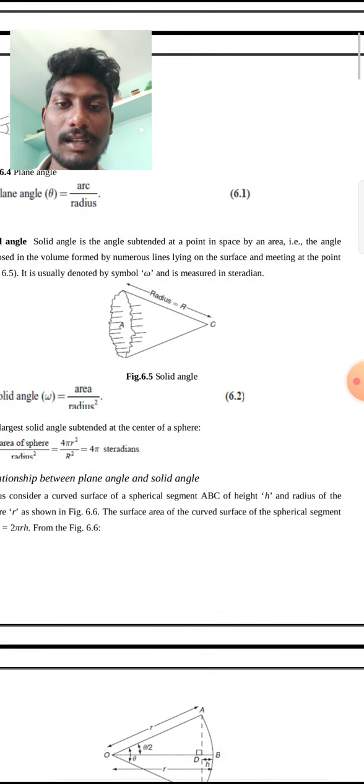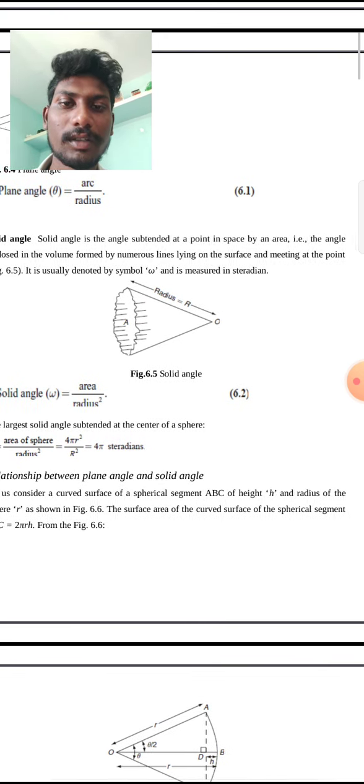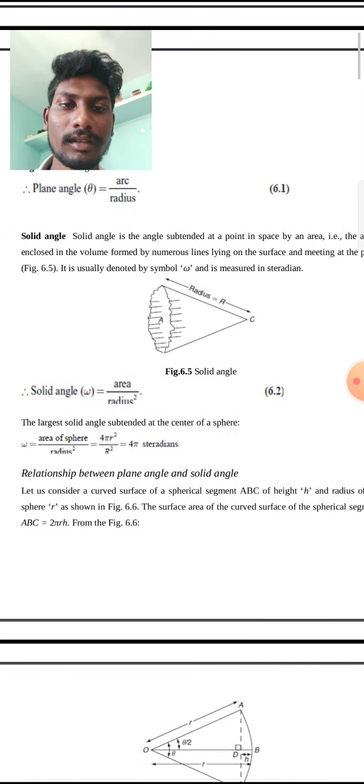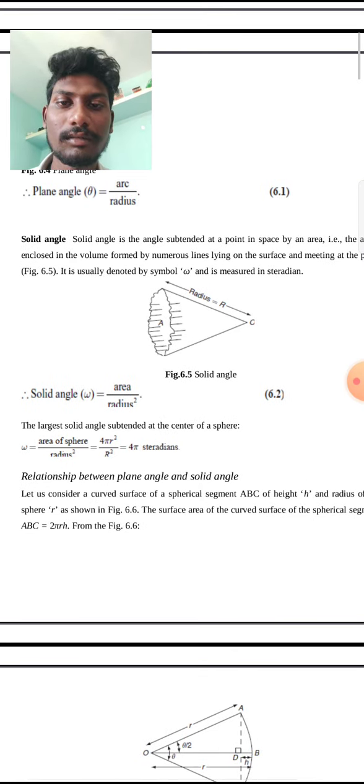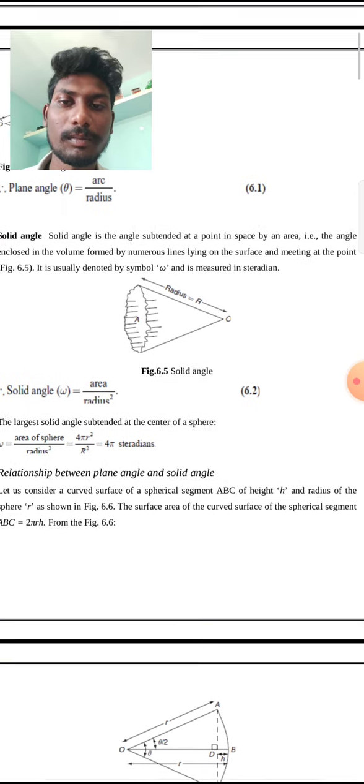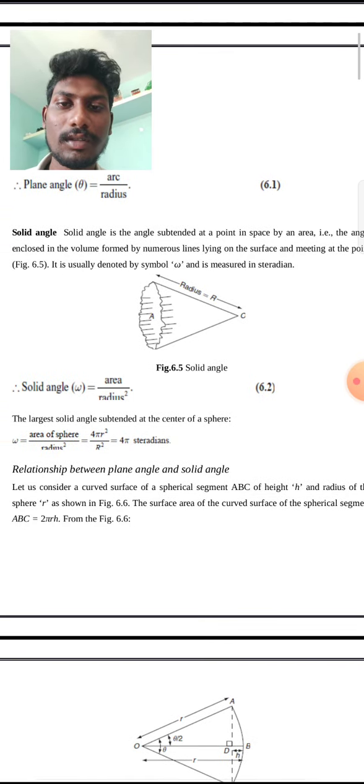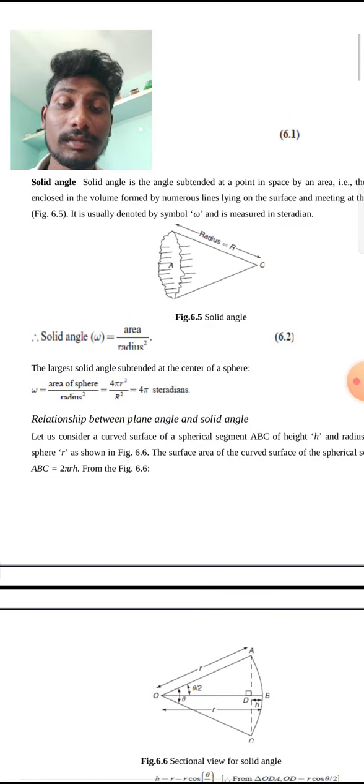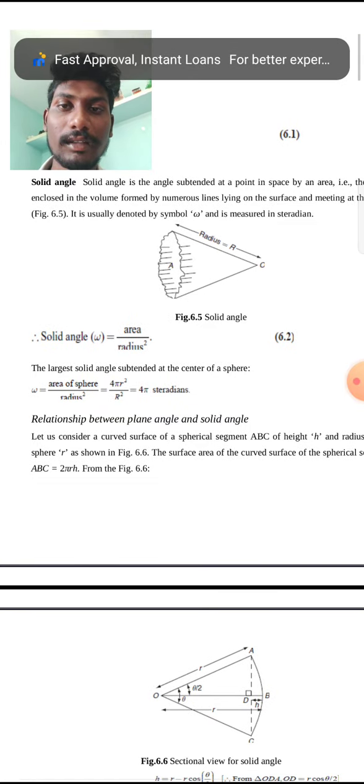Next one, solid angle. Solid angle is the angle subtended at a point in space by an area, that is, the angle enclosed in the volume formed by numerous lines lying on the surface and meeting at the point. It is usually denoted by the symbol omega and is measured in steradians. See the figure of the solid angle.